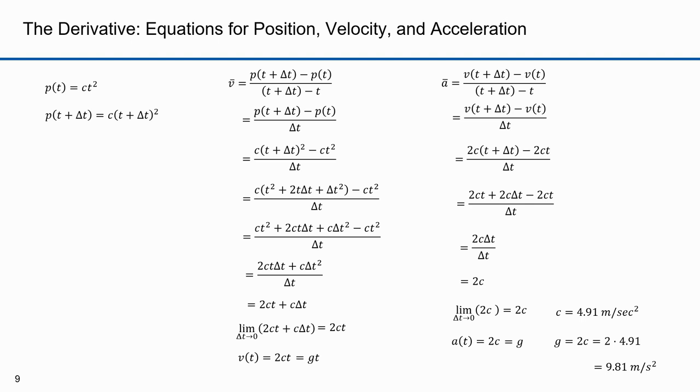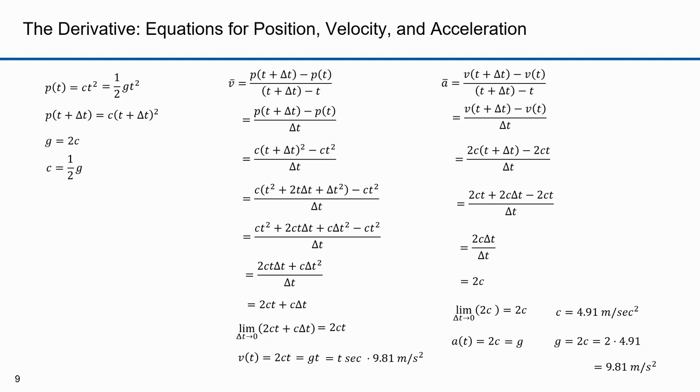Since g equals 2c, the formula for velocity would be g times t. That's t seconds times 9.81 meters per second squared, which when you do the reduction ends up in units of meters per second, the units for velocity. If g equals 2c, then c equals 1/2 g. And we can make that substitution in the equation for position, p of t. Position is 1/2 g t squared.